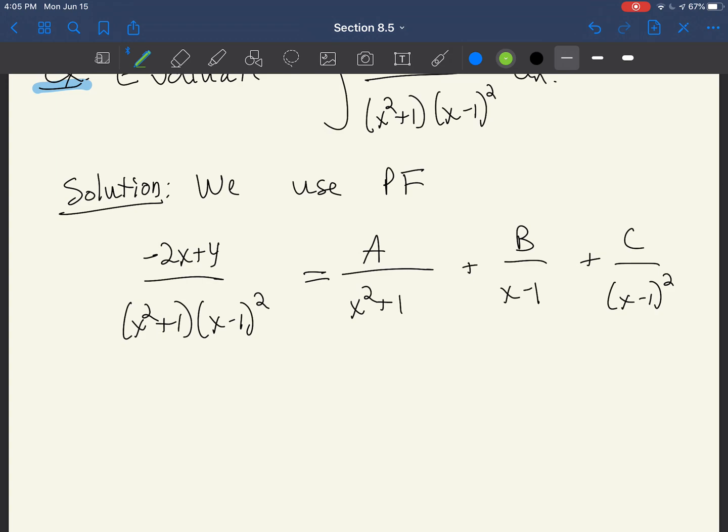So to deal with the irreducible non-degree 1 term, we do Ax + B. You're going to take every possible power of x that is less than the degree of the irreducible term. So if this was x³ + 1, first off, that would factor, but let's ignore that. You would do Ax² + Bx + C, and so on.